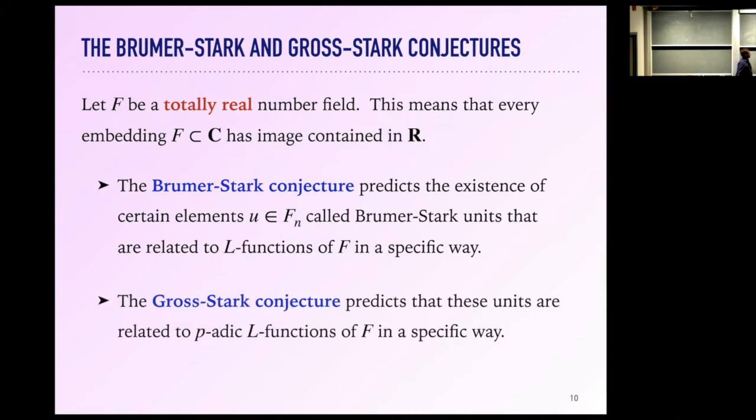The Gross-Stark conjecture predicts that these units are related to p-adic L functions of F in a specific way. At the same time as all this was going on, the theory of p-adic L functions was being developed, building on the work of Kubota and Leopoldt. Deligne and Ribet, along with Cassou-Noguès, established p-adic L functions for these totally real fields F. And Gross realized the amazing fact that these same units that are related to L functions via the Brumer-Stark conjecture stated by Tate are actually related also to p-adic L functions, in a conjecture that he stated.